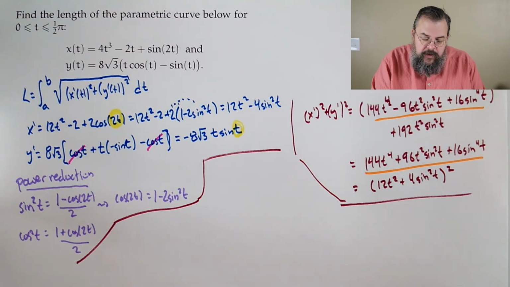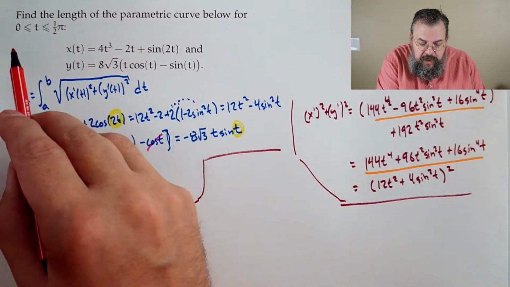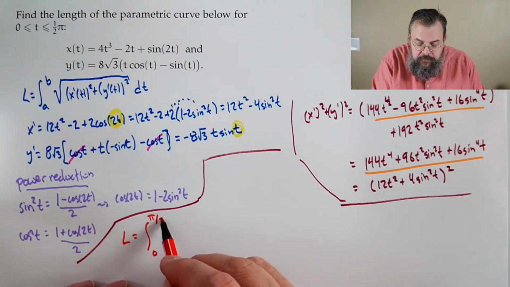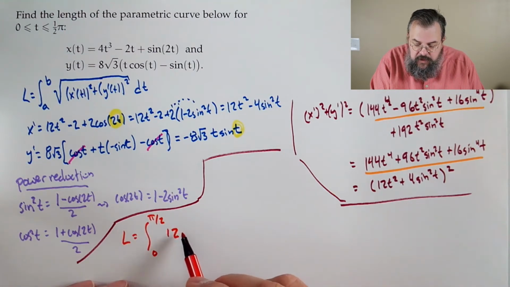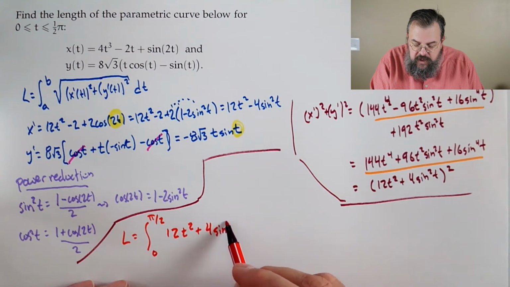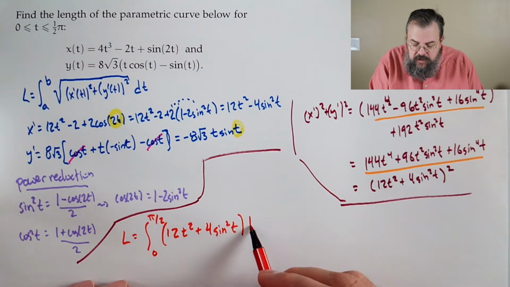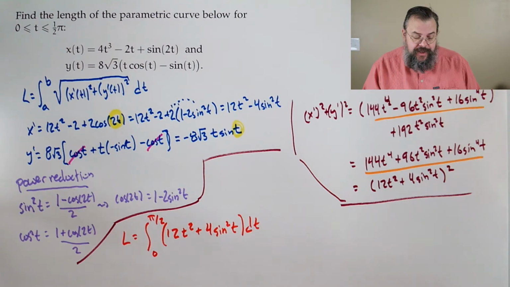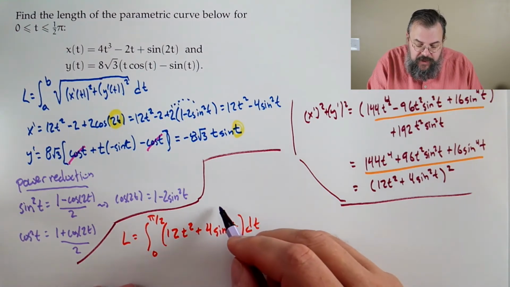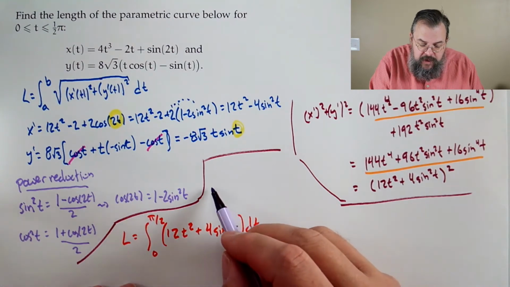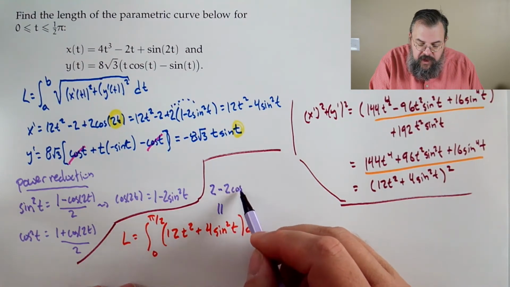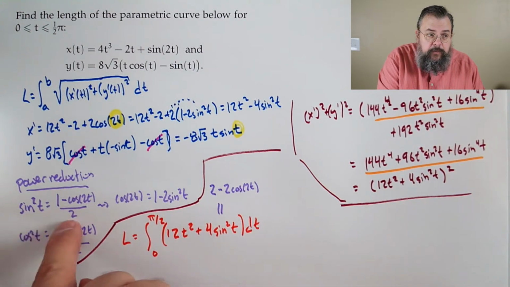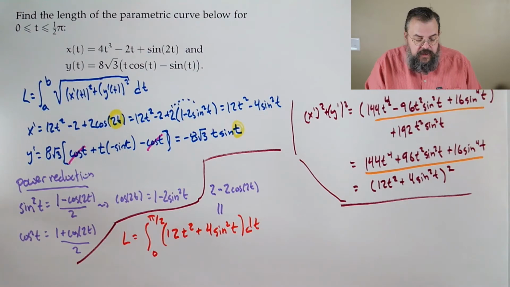Our length is equal to the integral from a to b, 0 to pi over 2, of the square root of the square, which makes 12t squared plus 4 sine squared t, dt. And now we just have to integrate that. Well, the 12t squared, easy, easy. But what about 4 sine squared t? Well, there we can use our identity. In fact, we have it available right here. You see 4 sine squared t, we can replace it. If you multiply by 4, that's equal to 2 minus 2 cosine 2t. Just multiply both sides by 4. So we say, okay, great.